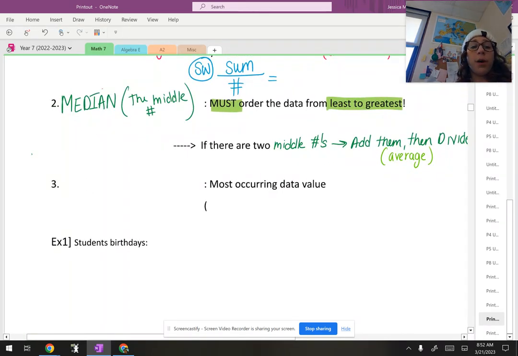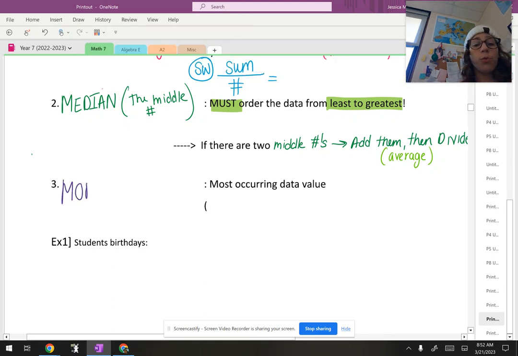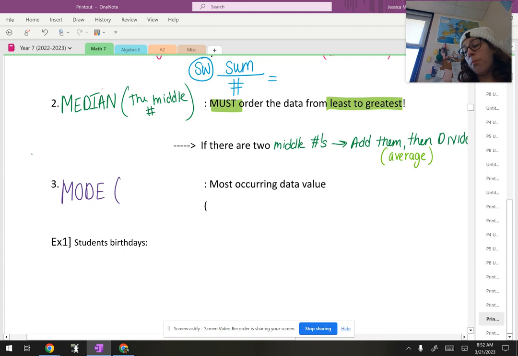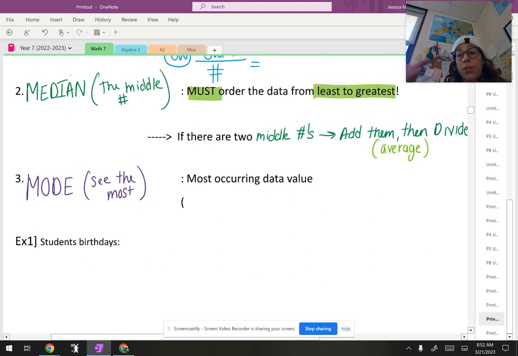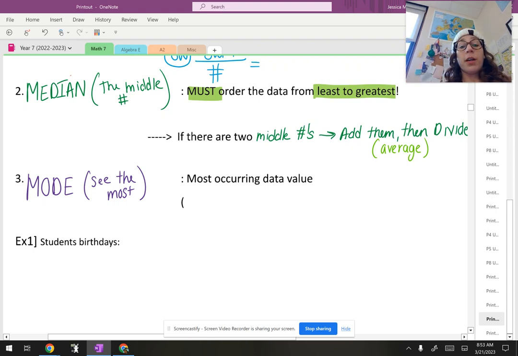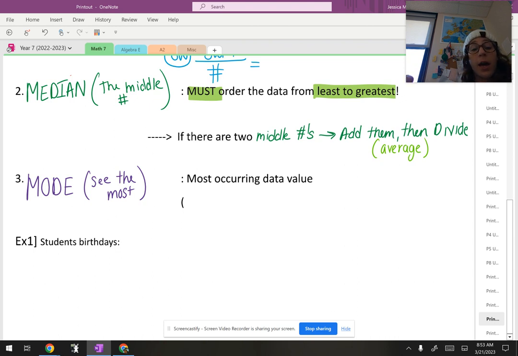Last but not least, we talked about mean, we talked about median, so finally that leaves the mode. And the mode is the number that you see the most. It is the most occurring data value. So, depending on how many data values you have, if you have a data value that's repeating over and over and over again, that would be the mode, the one that occurs most often. Sometimes most, MO, mode, most matches.